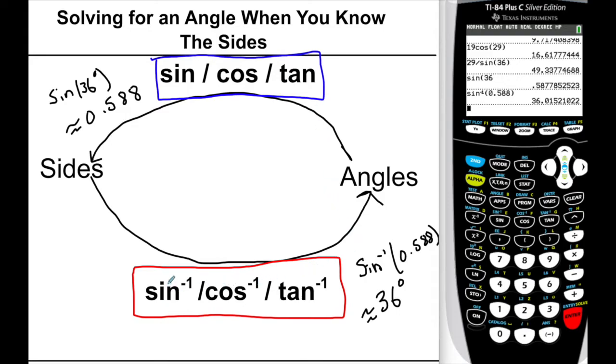What we're going to do in these problems is first identify the information that we're given. We're then going to identify which relationship makes sense to use, the sine, cosine, or tangent. And then we're going to use the inverse of that to go from a ratio back to an angle.